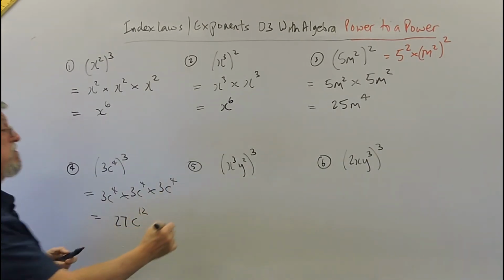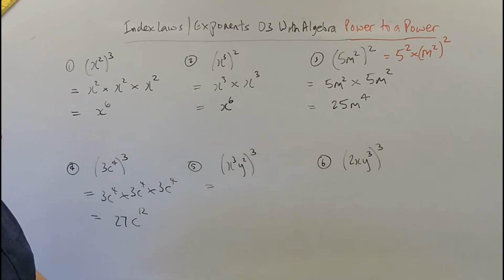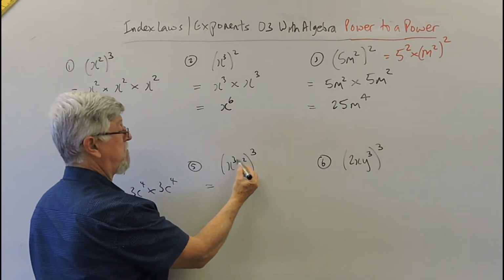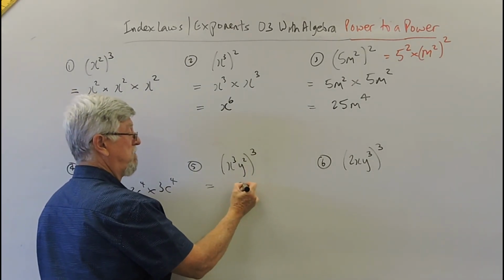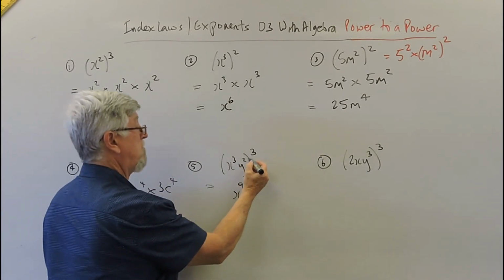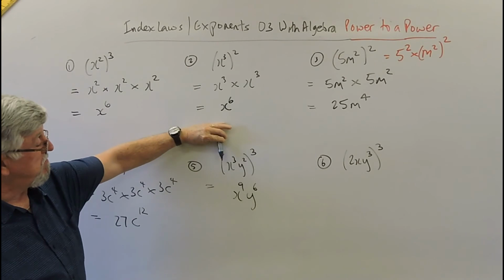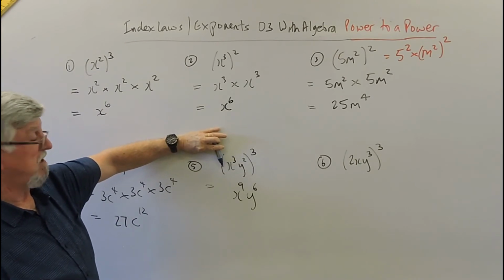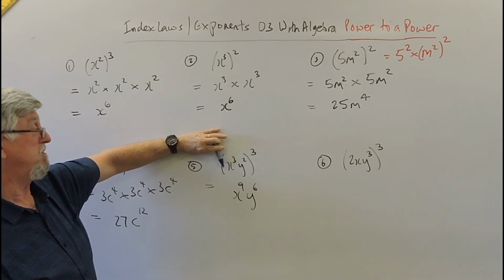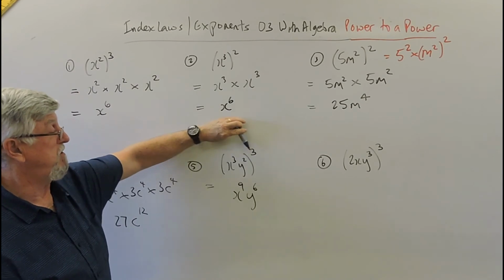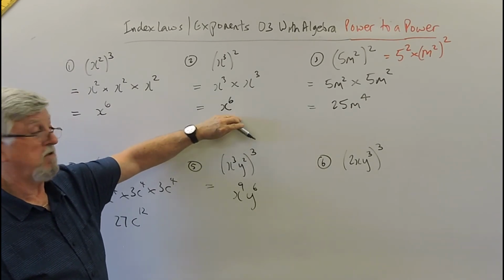So how much could you shortcut the process? If you're confident with it, you can just go 3 3s are 9, so that's x to the power of 9, and 2 3s are 6, and that's y to the power of 6. So in this case, we had no normal numbers out the front here, no big numbers out the front here. We're only dealing with the 3 to the power of 3 and the 2 to the power of 3.